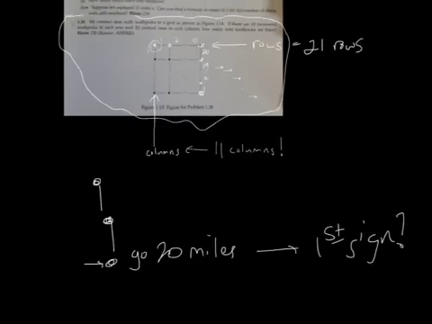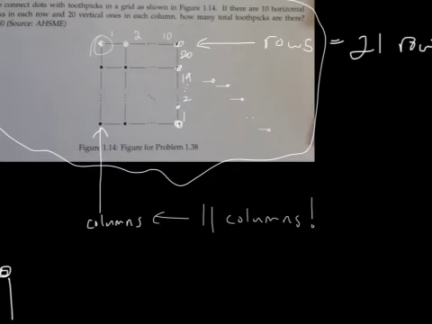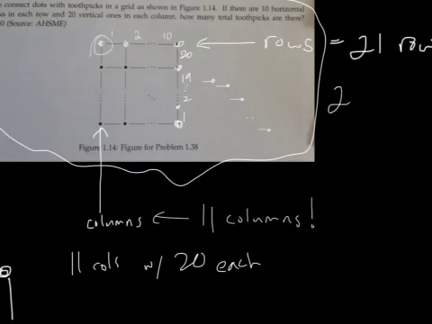Okay? Why did I do all that? Well, now I can count the toothpicks. Because they told us we have 11 columns with 20 each. Yes. And then up here we have 21 rows with 10 each. And you know what? I'm gonna let you do the multiplication. That's your homework.